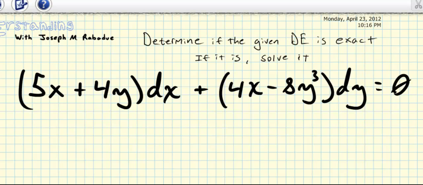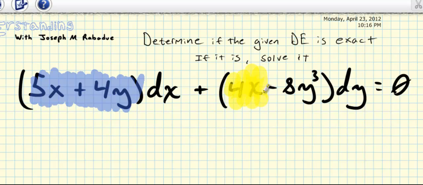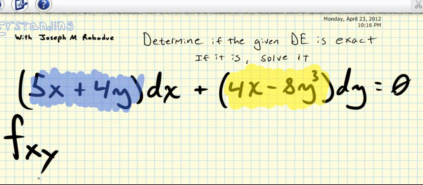Now, the first step is to identify your parts. So, this right here is my m. Alright, and this right here is my n. But remember, those are stupid terms, so let's try not to pass that down to generations. So now I'm going to start with my f of x. I'm just going to find the f of xy, okay?